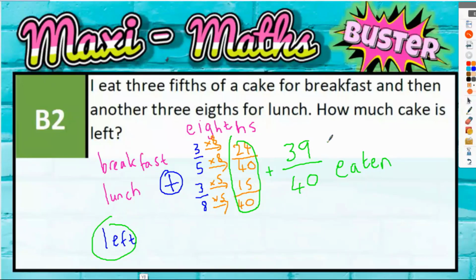Well, if you've eaten 39/40ths, there's only going to be one. You've basically eaten 39 slices out of 40. There is only going to be one slice left. So how much is left? The answer is 1/40th. Final answer, 1/40th of the cake is left.